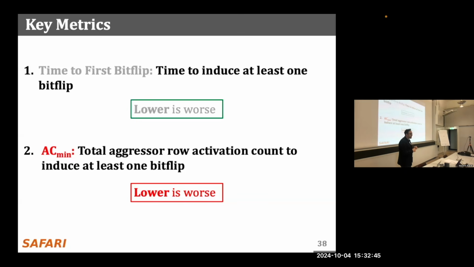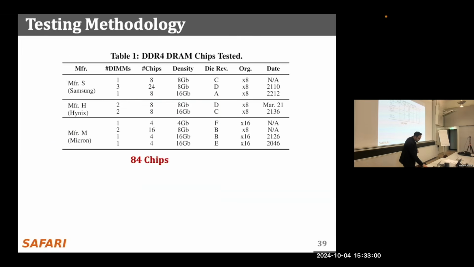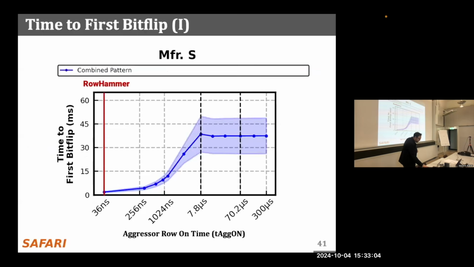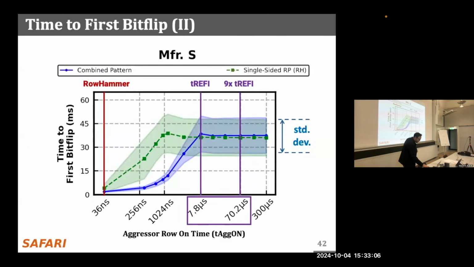The question was, can you open two different rows in two different subarrays so that you can simultaneously press different rows? Okay. And we look at the AC-min. You're already familiar with AC-min. These are the chips that we test. I'm not going to get into details, and let's look at these results.